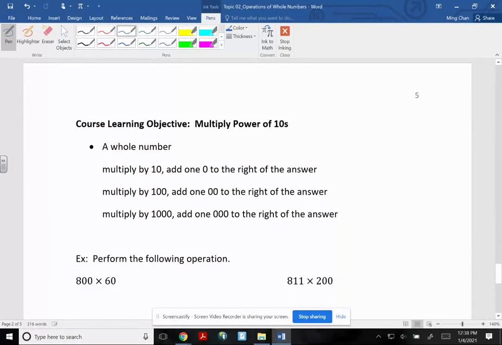All right, the power of tens, multiplying by the power of 10, is very important. A whole number multiplied by 10, all you've got to do is add 1 zero to the right of the answer. Multiply by 100, add two zeros to the right. This would be 3 zeros. Adding 3 zeros to the right.